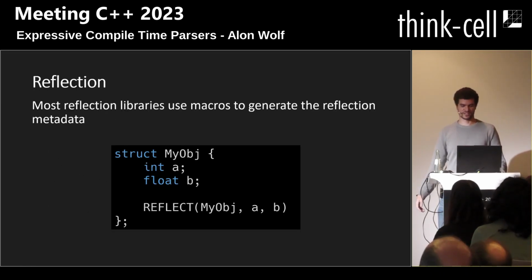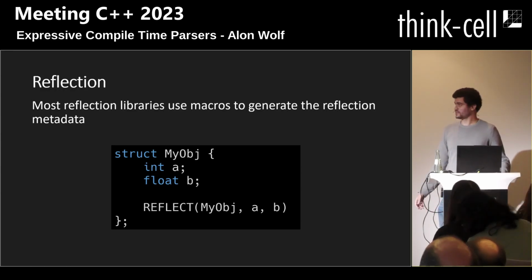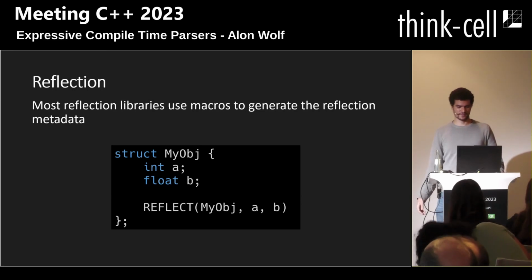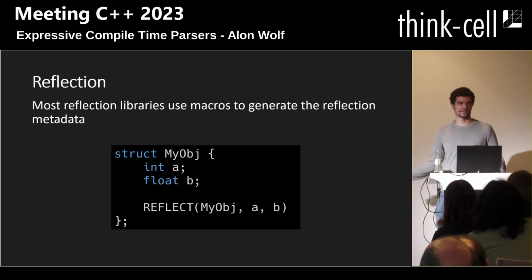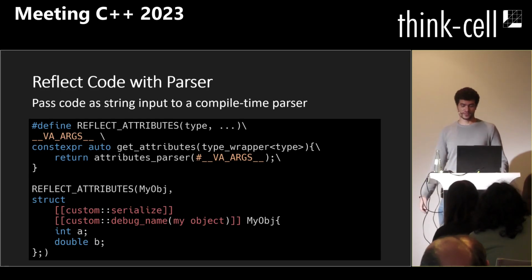A common approach of reflection libraries is to use a macro to generate the reflection metadata. For example, in the Rareco library, you can use the reflect macro inside the class to reflect all the data members, or outside of it to reflect just the public ones. We can use a compile time parser to generate the reflection metadata. Here we have macros that use the same text twice. Once it passes it as is as source code, and another time it converts it into a string literal and passes it into a compile time parser.